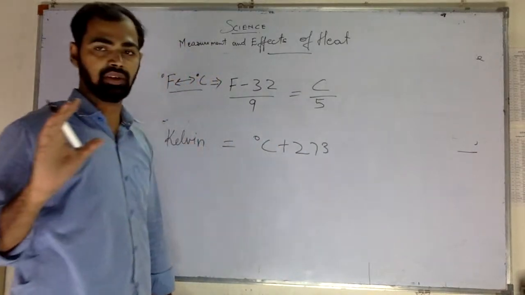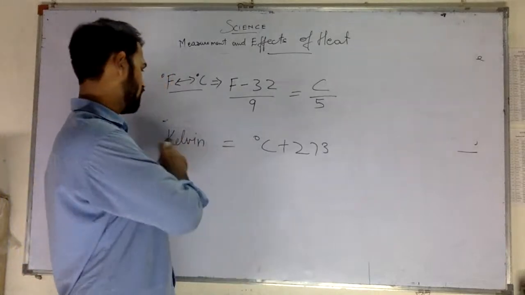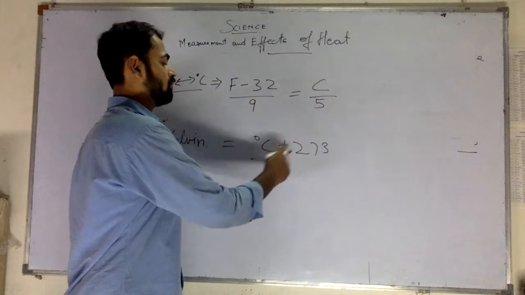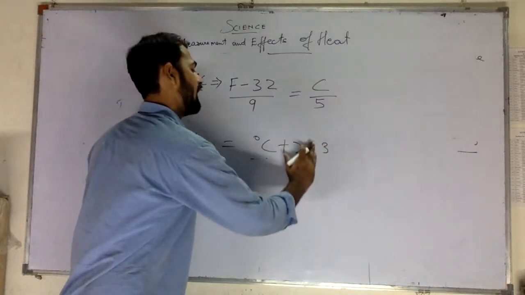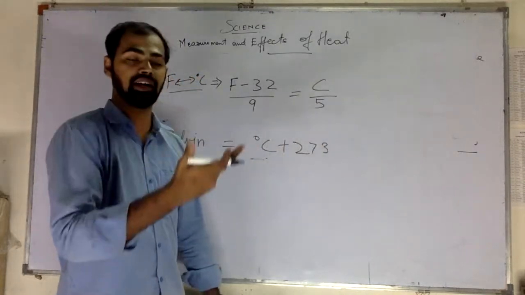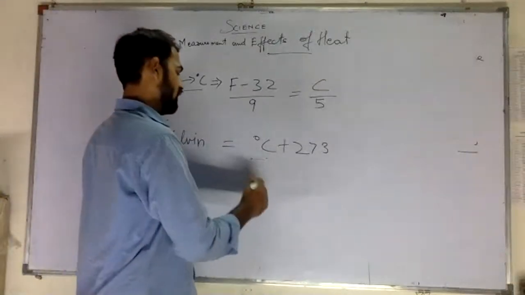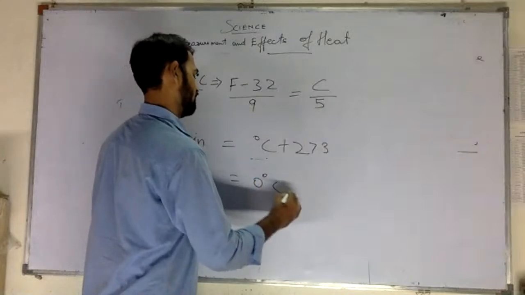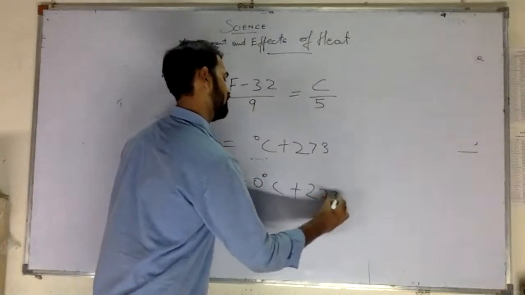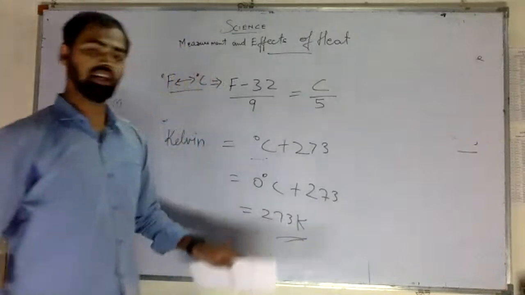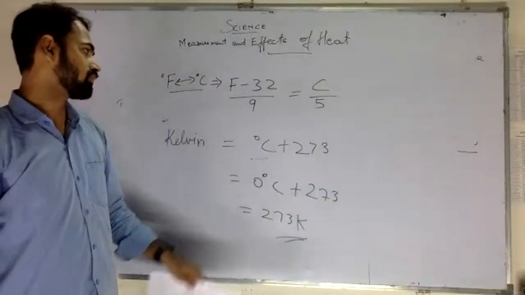Now, if you want to convert any temperature from degrees Celsius into Kelvin, 273 should be added. So if it is 0 degrees Celsius, it is 273, therefore it is 273 Kelvin. Understood all of you? This part?